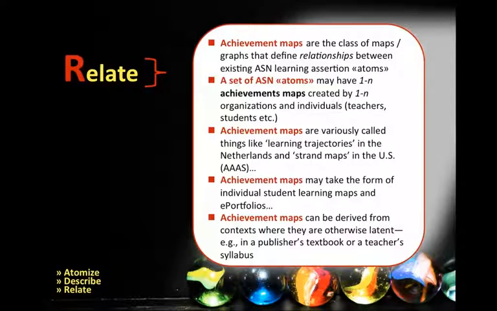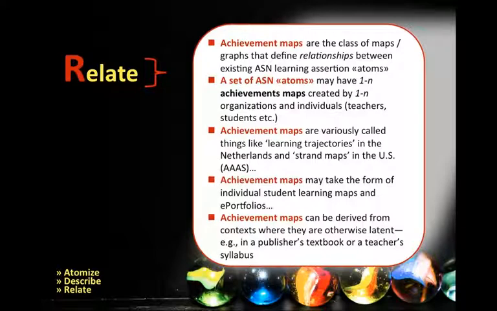Then comes the exciting part. We have analyzed, we've broken apart, we've described. Now we want to look at putting things back together in useful ways. We call this creating achievement maps. Achievement maps is a category. It's the class of maps or graphs that define relationships between these individual nodes.